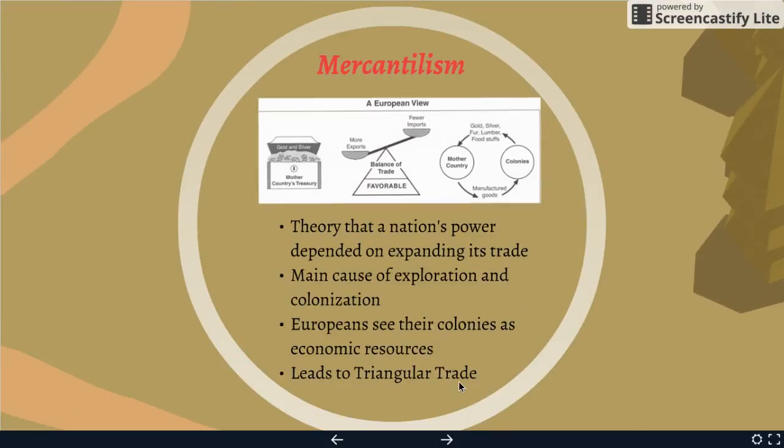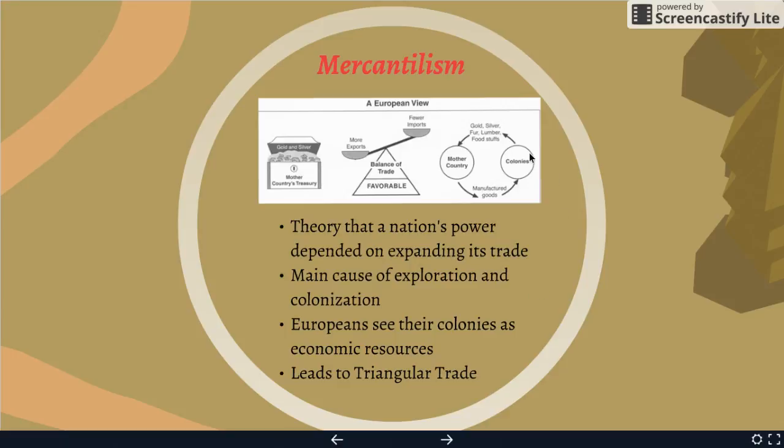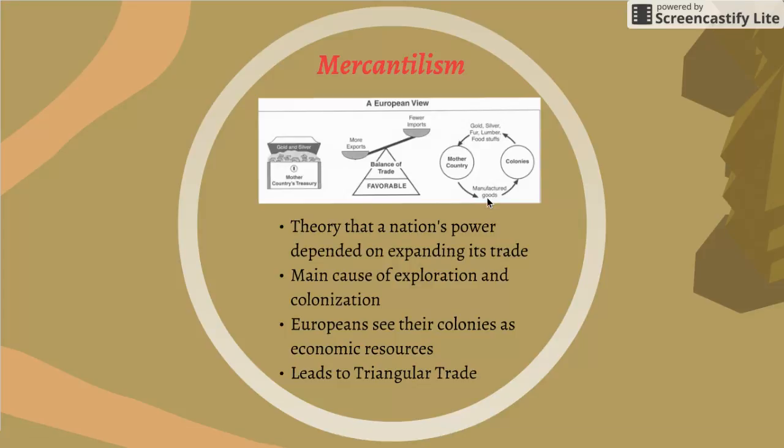And finally, this is going to lead to a key idea called triangular trade, which we'll get into in a lot more detail as we look at 2.4. The triangular trade is the exchange of goods between Europe, Africa, and the Americas. Okay. And the Americas are going to be providing those raw materials still. The mother countries in Europe are going to be providing the manufactured goods. And Africa is largely going to be responsible for providing the labor for the colonies. And that's going to come in the form of slave labor, which we'll talk about much more in the coming days.